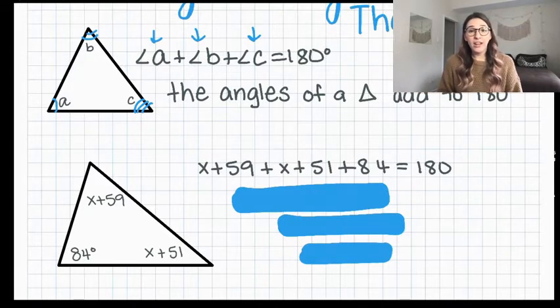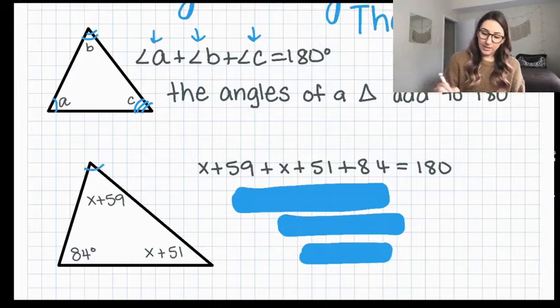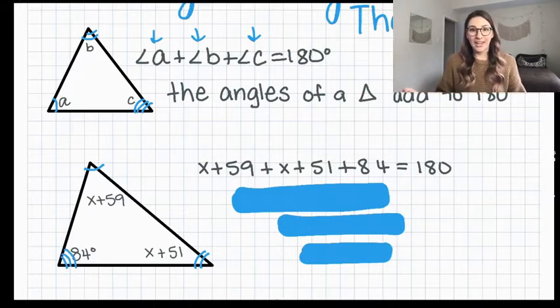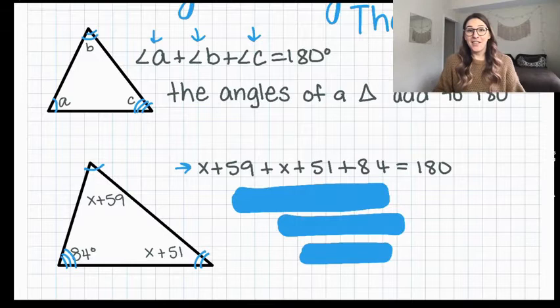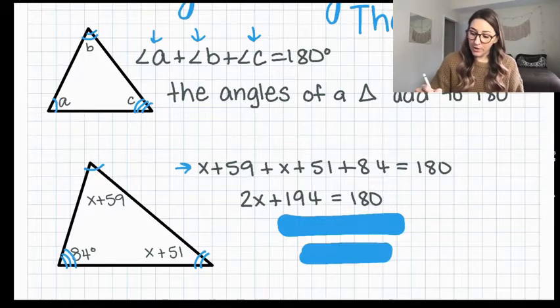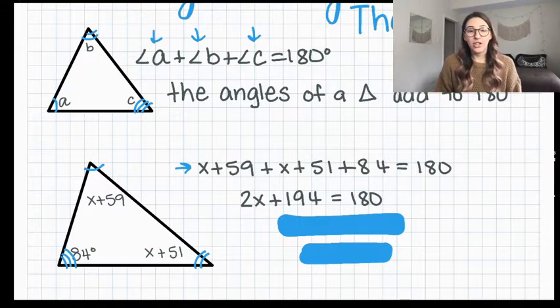To solve for x, we always have to write an equation. So we'll write that equation by adding the three angles together. So x plus 59 plus x plus 51 plus 84 equals 180. That's where this original equation comes from. Then we need to put on our algebra hats and go ahead and solve that equation. The first thing we need to do here is gather up all of the like terms. Once you gather them all up, you should be left with the equation 2x plus 194 equals 180.